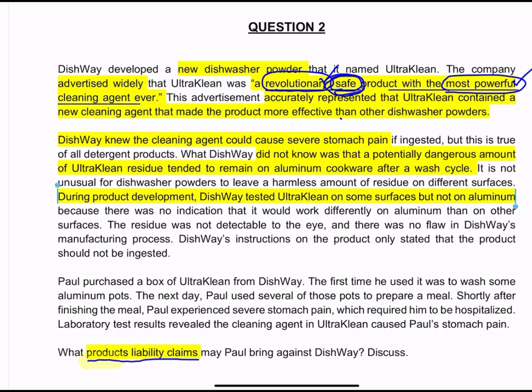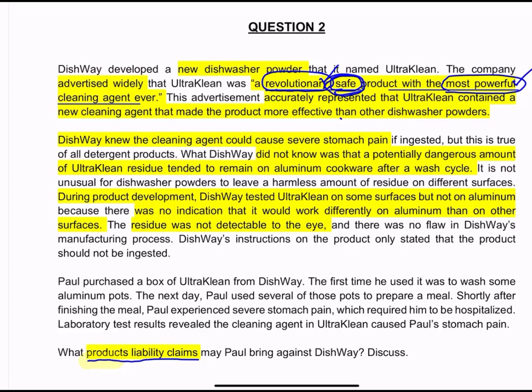Well, think back to the breaches in strict liability. Manufacturing defect, I don't see that yet. Design defect, the product is made as intended, but there are foreseeable risks that are avoidable by a reasonable alternative design. And without that alternative design, the product is unreasonably unsafe. Also think about plain negligence. Would a reasonably prudent manufacturer have tested it on all kinds of surfaces?